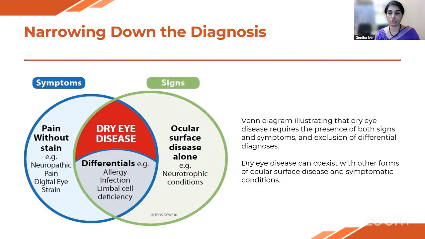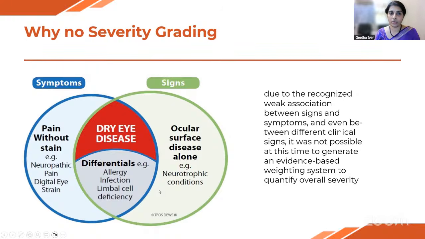At the same time, we need to understand that dry eye disease can coexist with other forms of ocular surface disease and symptomatic conditions. One thing that we need to relate to is that DEWS-3 does not give a severity grading for dry eye, due to the recognized weak association between signs and symptoms, and even between different clinical signs. It was not possible to generate an evidence-based weighting system to quantify the overall severity. And when you look at the management subsequently, you will realize that a step ladder approach is not applied based on the severity of dry eye. Rather, it depends on something else completely in DEWS-3.